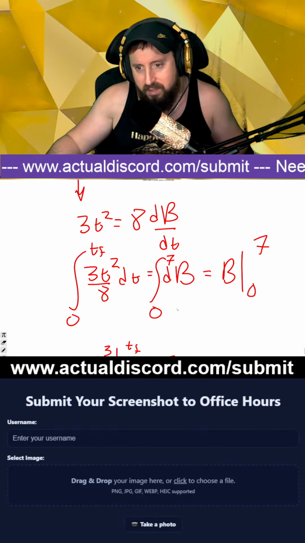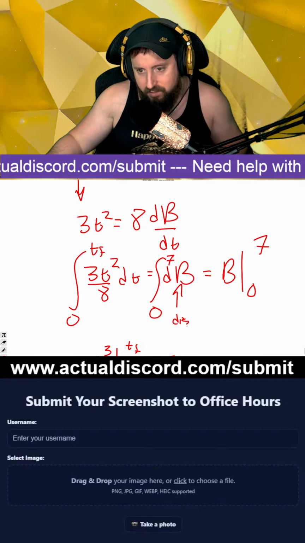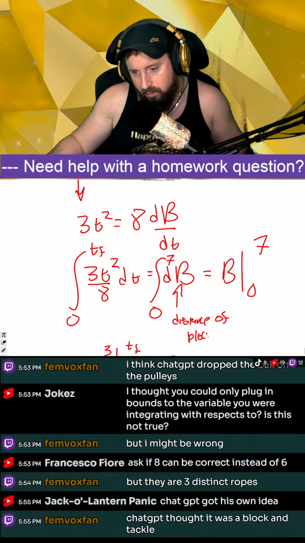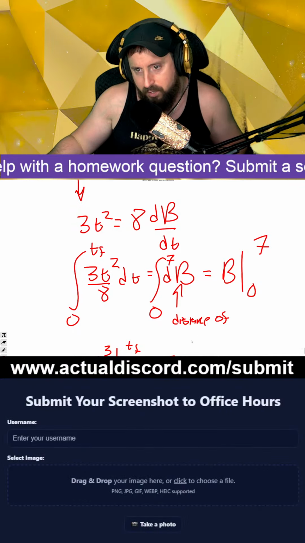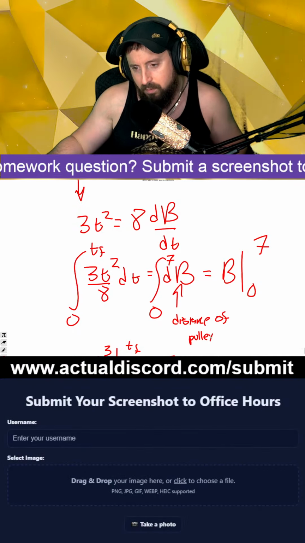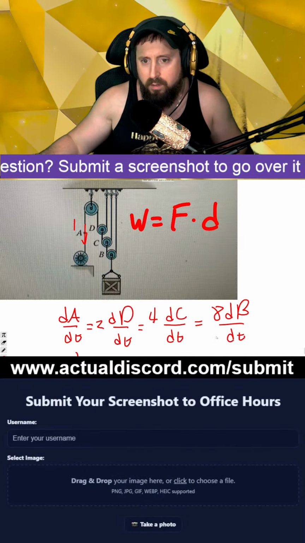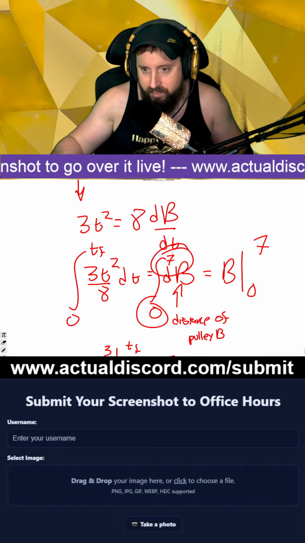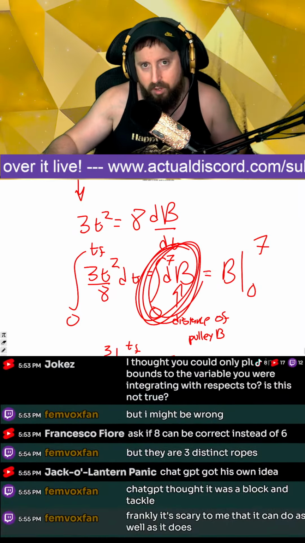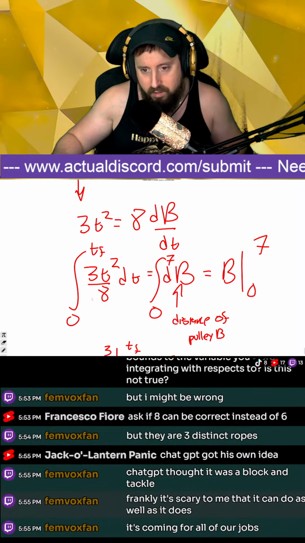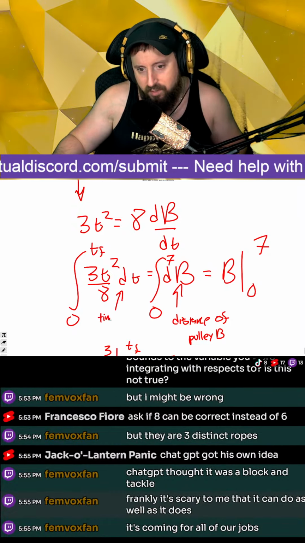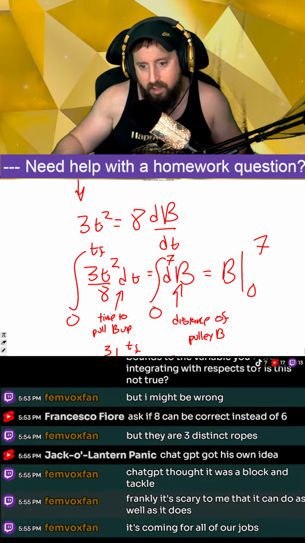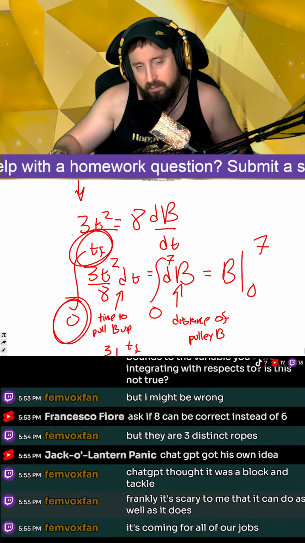Okay, dB refers to the distance of block of pulley B, right? So we said pulley B, and the distance of pulley B goes from 0 to 7. That's why those are the bounds. The time is the time to pull B up, and so that goes from 0 to T final.